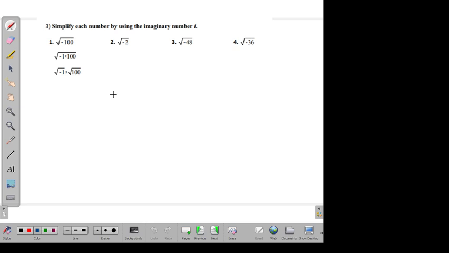Okay, let's do 1, 2, 3, and 4. It says simplify each number by using the imaginary number i. At this moment, see if you can do it by yourself. Look at the square roots of -100, -2, -48, and -36. Let's see if you can work it out. I'm going to give you 1 minute because I don't want to stay quiet for too long. People might think that YouTube got stuck.